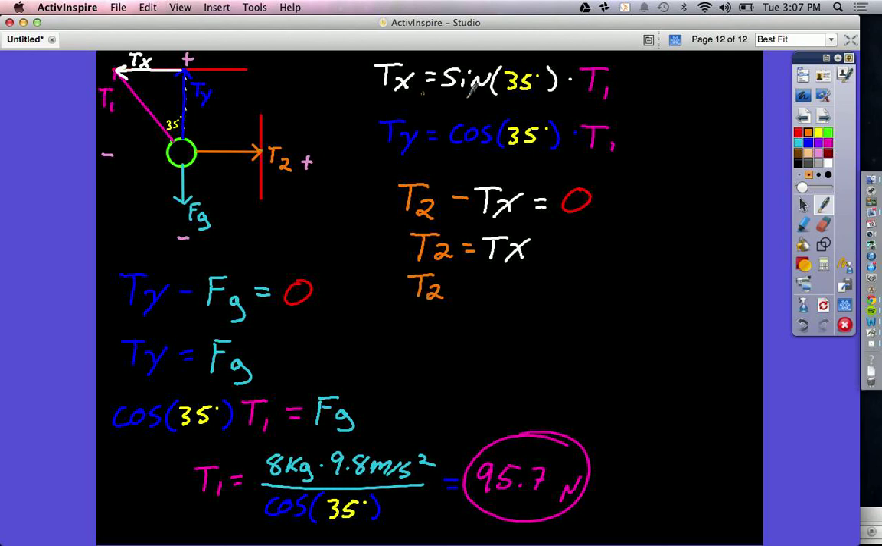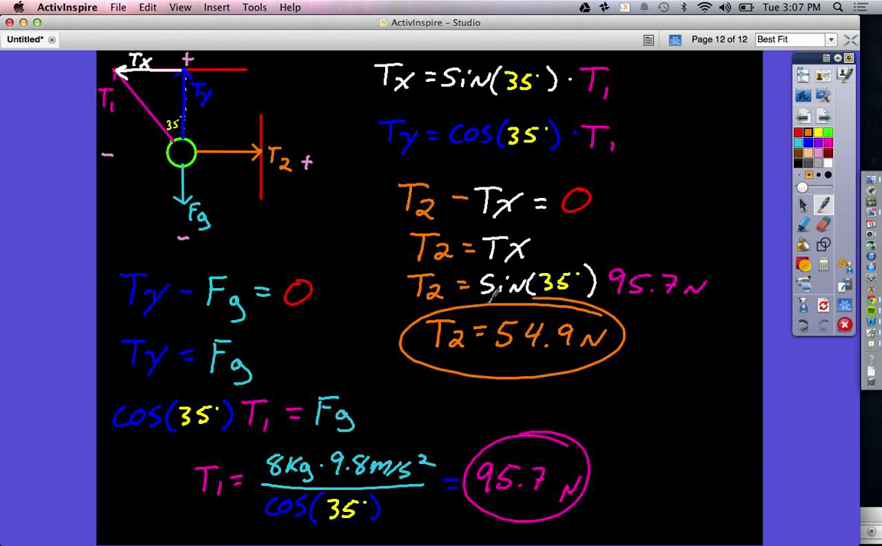And we can plug in what we know tension in the x is, which is the sine of 35 degrees times T1. And we know what T1 is. We just solved for it, which is 95.7 newtons. So we plugged it into our calculators, and we know that T2 is 54.9 newtons.